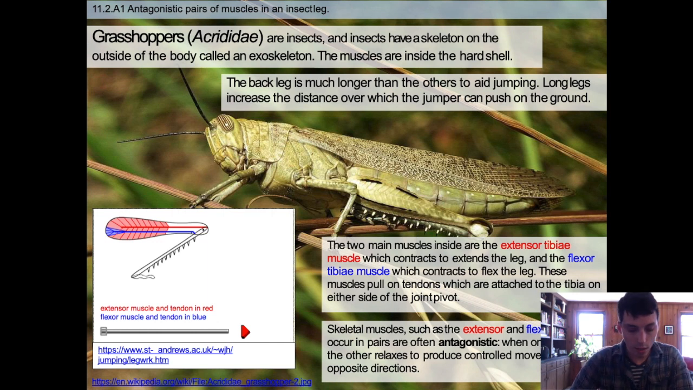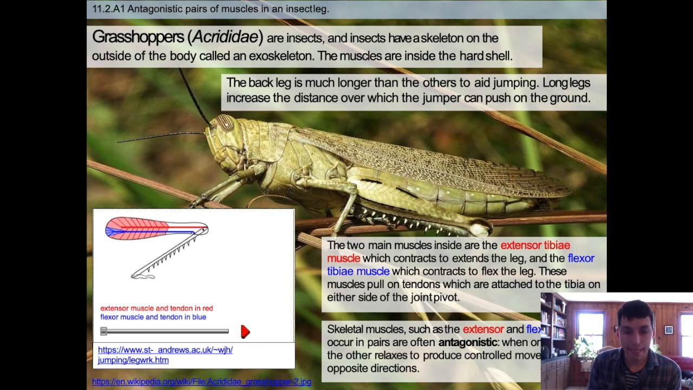So if we look at grasshoppers, they are insects, which means they, of course, do not have bones, but they do have an exoskeleton. So they have this hard exoskeleton around the outside of their body. The muscles can attach to that instead of attaching to something on the inside and use that as anchorage. The back leg is much longer than the others to aid in jumping, because the longer the legs are, the further the distance through which the jumper can push, and that'll increase the distance of the jump.